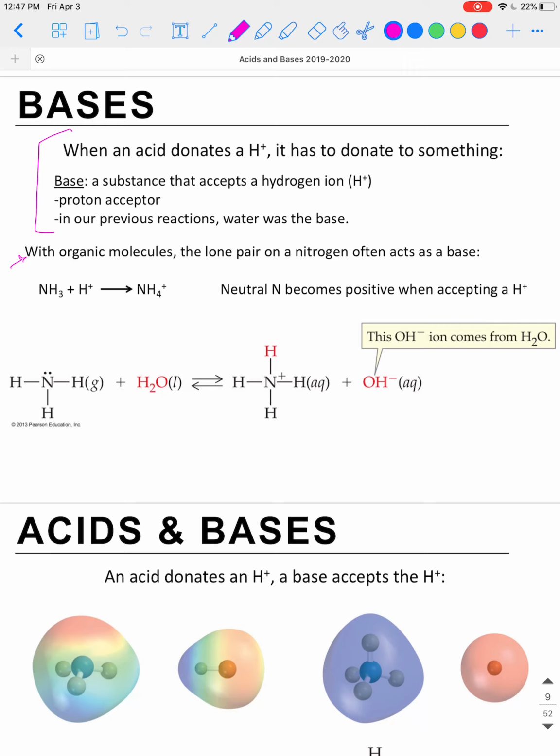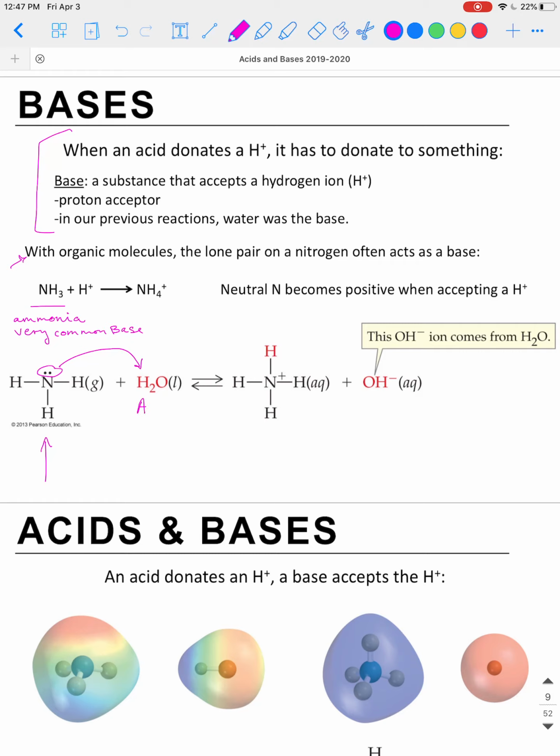It says, with organic molecules, the lone pair on a nitrogen often acts as a base. So we see that water can be the base. OH minus is a good strong base. Ammonia, okay, is another very common base. And we haven't drawn the Lewis structure, but it's right down here for us. This is the Lewis structure of ammonia. You've probably drawn it 100 times. And yes, nitrogen has a lone pair that acts as a perfect base here.